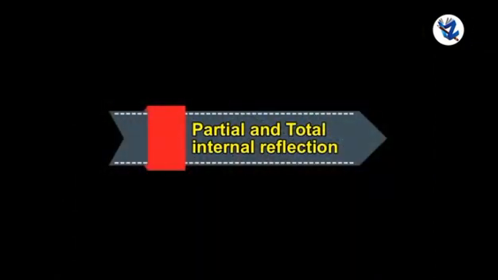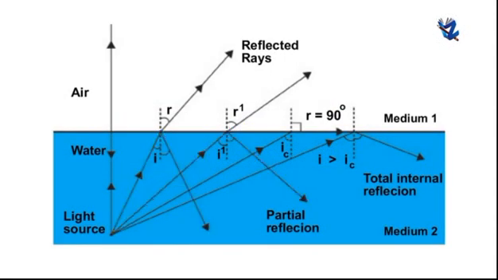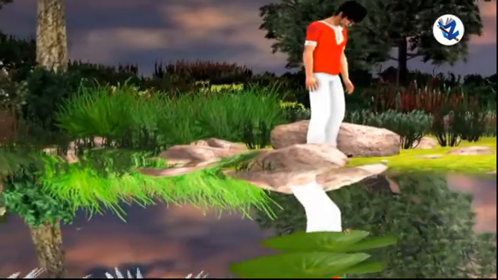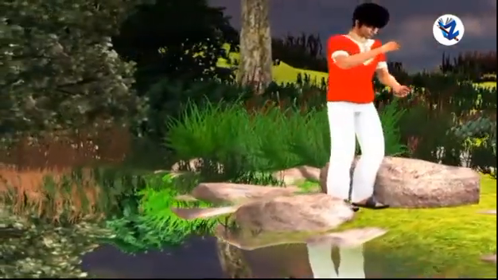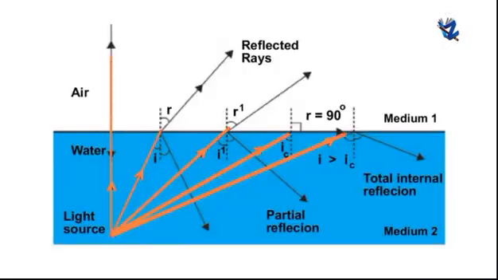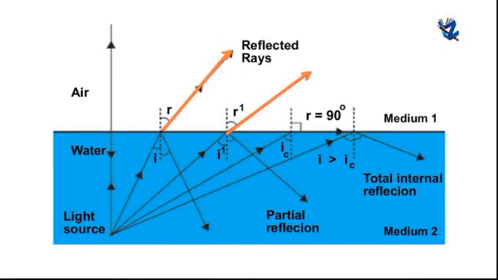Then partial and total internal reflection. When light enters a rarer medium from a denser medium, it gets partially reflected. That means part of the light gets reflected and comes back into the denser medium as per laws of reflection. This is partial reflection. The rest of the light gets refracted and goes into the rarer medium. As light is going from denser to rarer medium, it bends away from the normal. So, the angle of incidence is smaller than the angle of refraction.